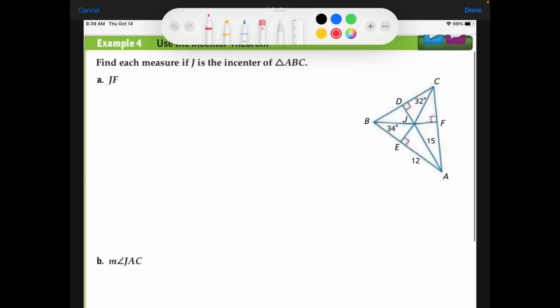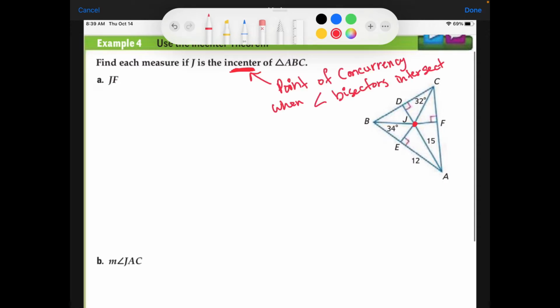So it says here, find each measure if J is the incenter, okay? And I failed to mention in the previous slide that the point where angle bisectors intersect, we call it the incenter. That's the point of concurrency, when angle bisectors intersect.